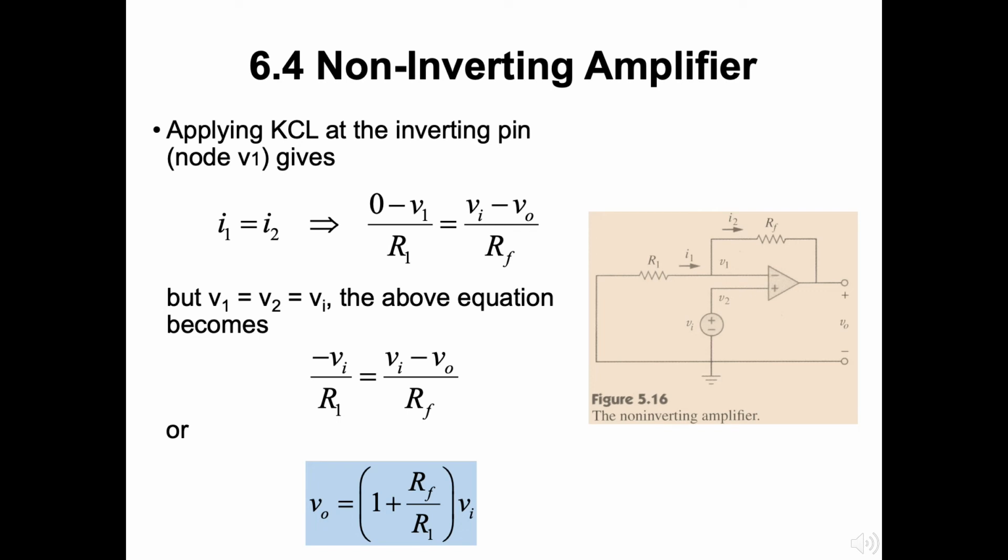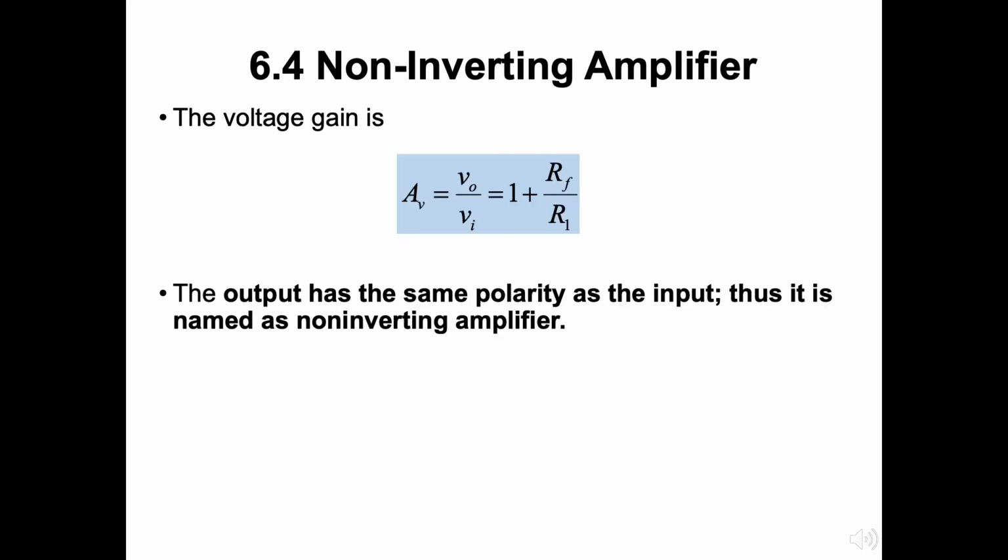The equation above can be changed into the relation between output voltage and input voltage. For the voltage gain here, AV is 1 plus RF by R1. The output has the same polarity as the input, thus it is named the non-inverting amplifier.